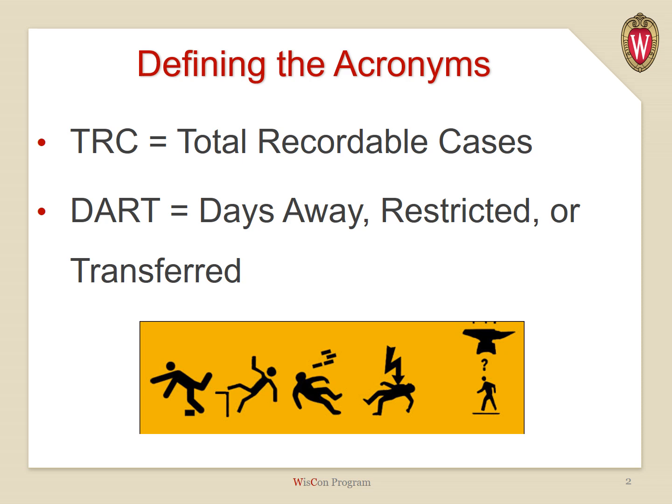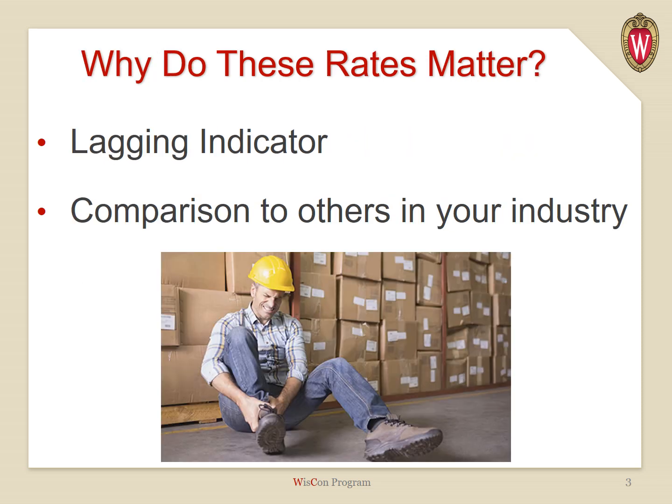It is a rate that represents the total non-fatal injuries and illnesses resulting in days away from work, restricted work activity, and/or job transfer per 100 full-time employees for a given period of time. Both of these rates are typically calculated for 1 or 3 years.